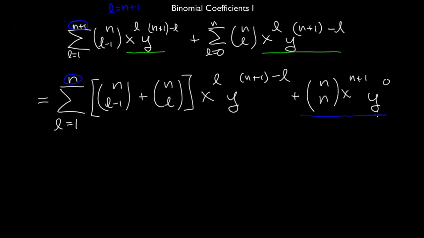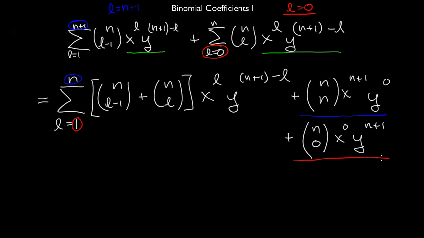All right, now in the second term, I should have started at 0, but I started at 1. So comparing those two terms, I see that in order to make things right, I have to add back in the term L is equal to 0 here, which gives me a plus n choose 0, x to the 0, y to the n plus 1. Okay, and I've underlined the red and blue to indicate where they came from. So let's see, I'll write the n choose 0 term first, and then this big sum from L is equal to 1 to n.